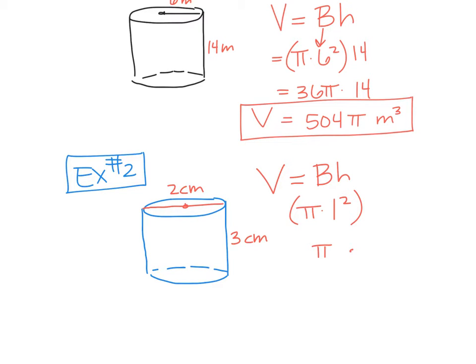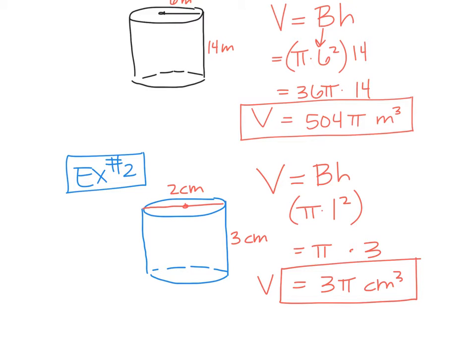What's h? 3. So when you multiply those, you get 3 pi centimeters cubed. And I would say probably the fact that you're given a diameter versus a radius is where people usually make their mistakes, right? B is always going to be pi r squared. So if you're given a diameter, cut it in half. If you're given a radius, use what you're given, okay? But make sure you pay attention. Is it a diameter or is it a radius? Plug it into pi r squared. Okay? Good? That's number 2.